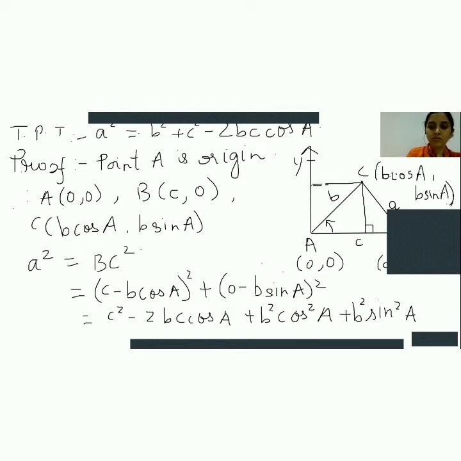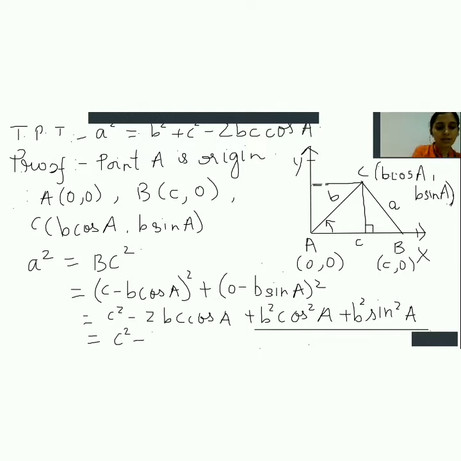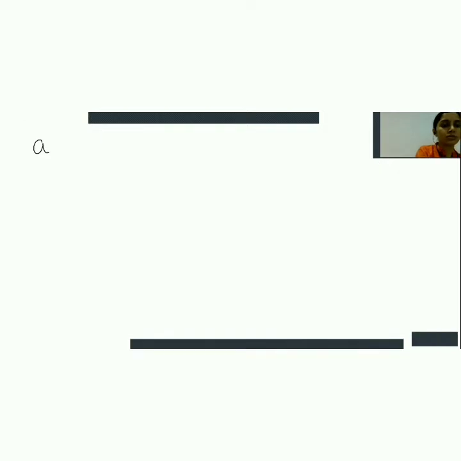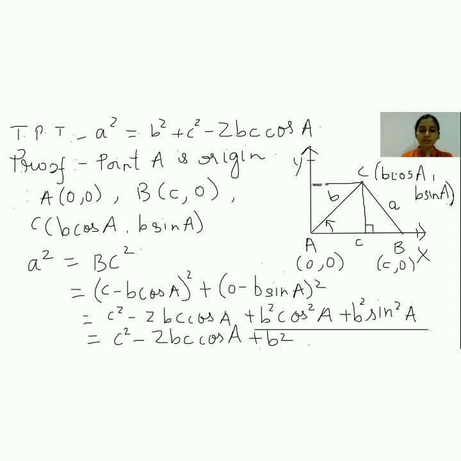This is our formula. If you can observe, in these terms b square becomes common, and cos square plus sin square is 1. So we'll get c square minus 2bc cos A plus b square. So our final result will be a square is equal to b square plus c square minus 2bc cos A. So what have we used? We have used the distance formula and solved to prove that. So a square is addition of the other two squares, b square plus c square minus 2bc cos A.